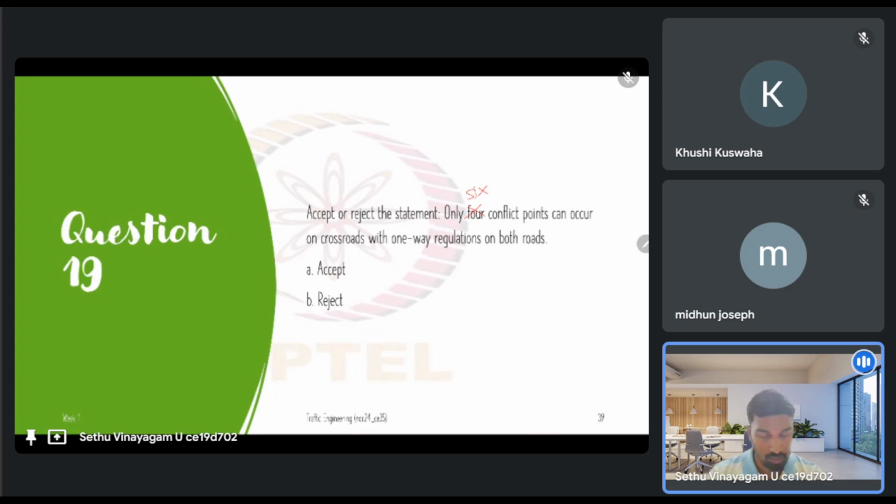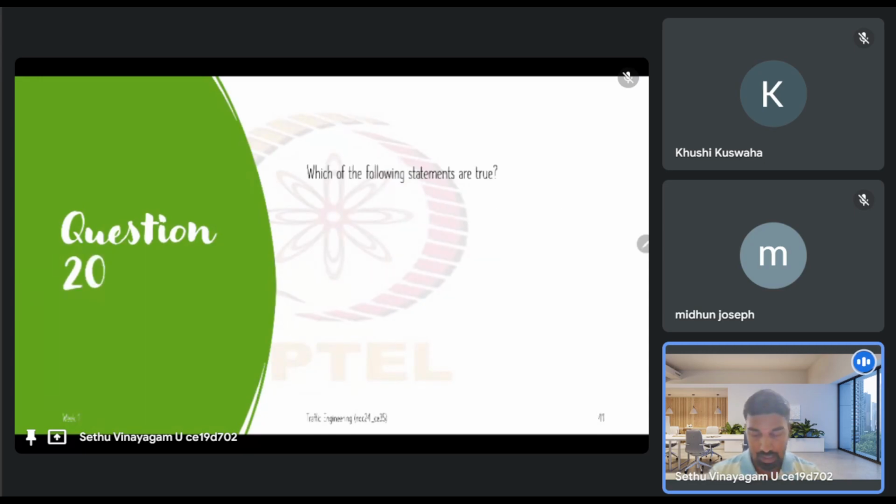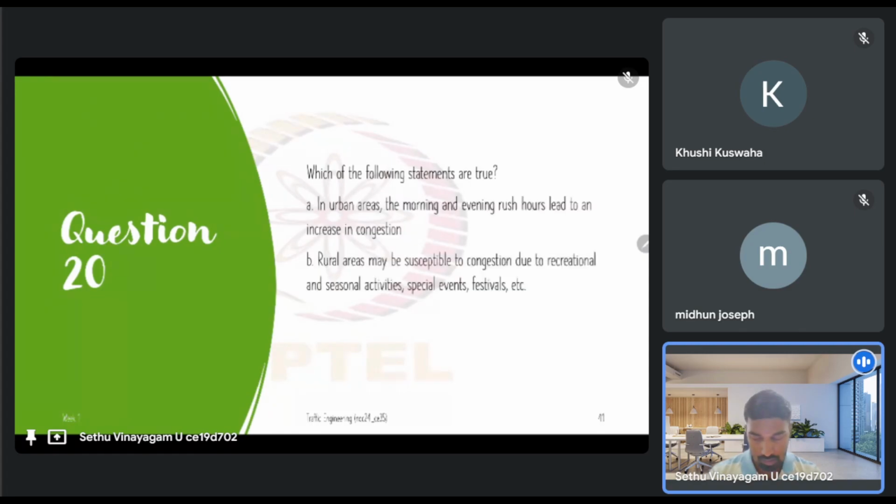So we have one-way regulation on both roads, right? So north-south and east-west both have one way. In that case, we'll have six conflict points. Okay, question number 20 is which of the given statements are true? Option A: in urban areas, the morning and evening rush hours lead to an increase in congestion. Option B is rural areas may be susceptible to congestion due to recreational and seasonal activities, special events, festivals, etc. And option C: limited options for travel in rural areas may lead to an increase in delays.